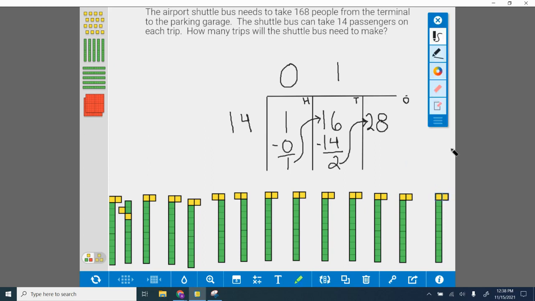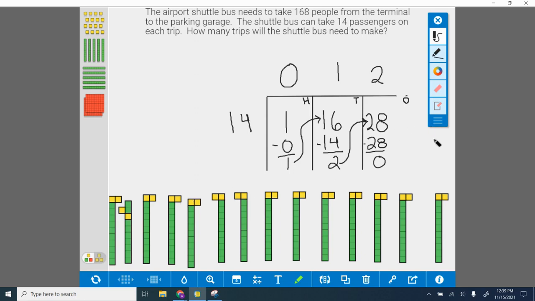All right, so how many ones was I able to place in each of the 14 groups? Well, I was able to place 2 ones in each of the 14 groups. So I placed in total 28 ones. And are there any ones remaining? No. Each of the 14 groups has 10 and 2 ones. So each of the 14 groups has 12.